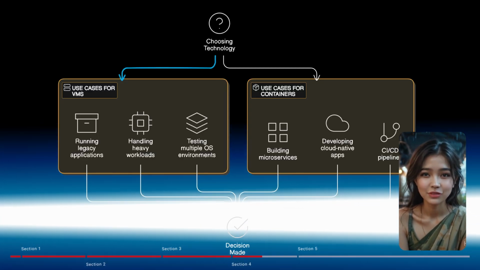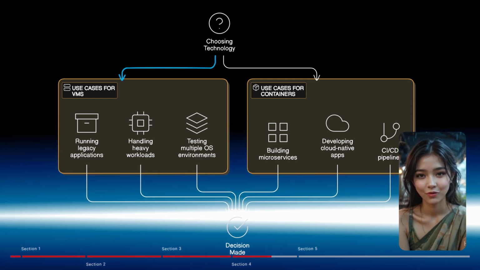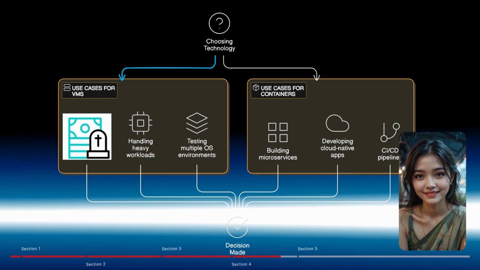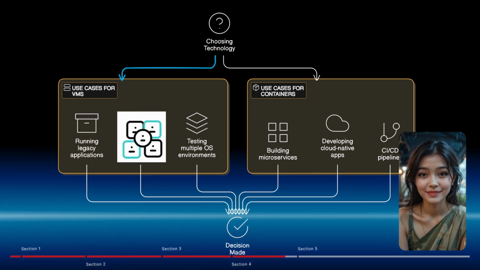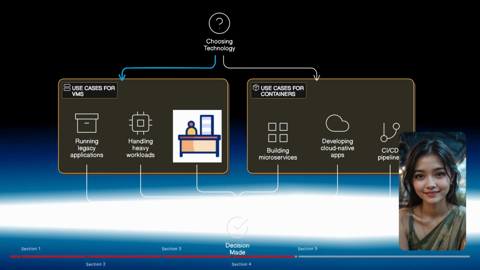Section 4, Use Cases. So, where do we use them? Virtual machines are great for running legacy applications that need older operating systems, testing multiple OS environments in parallel, and handling heavy workloads that require strong isolation.